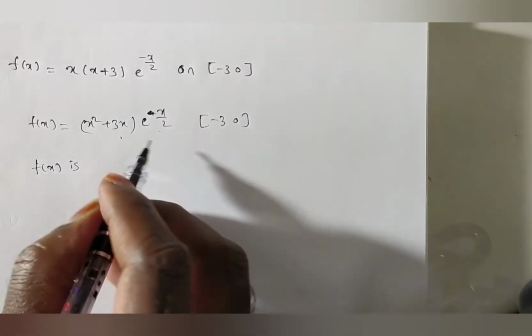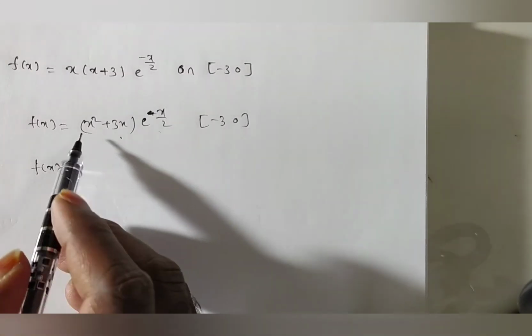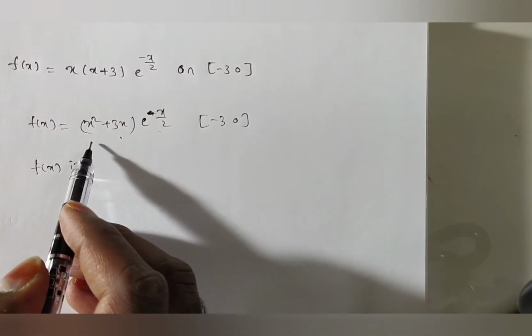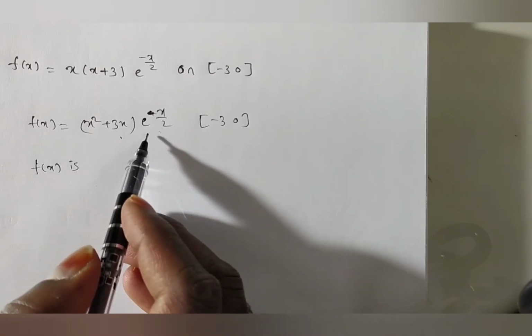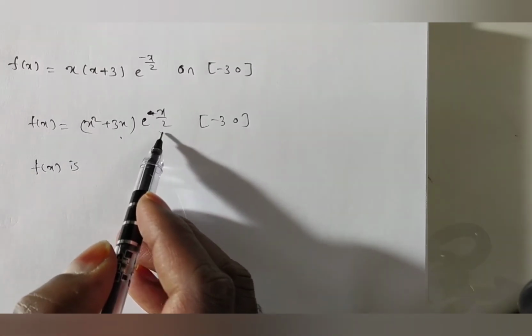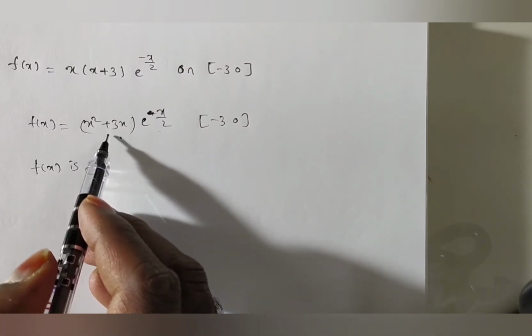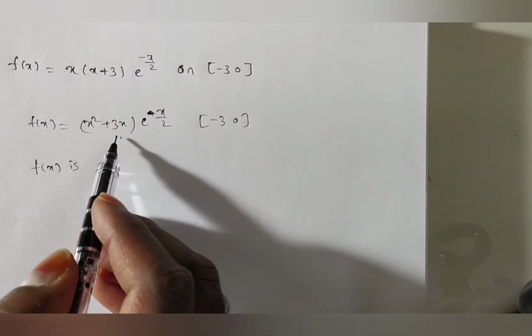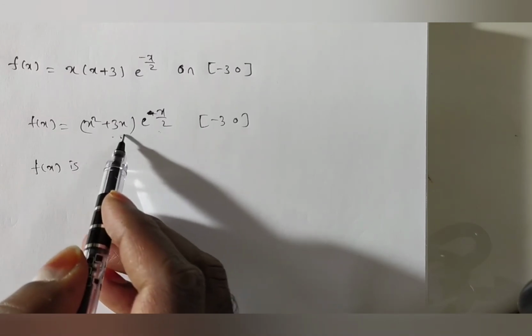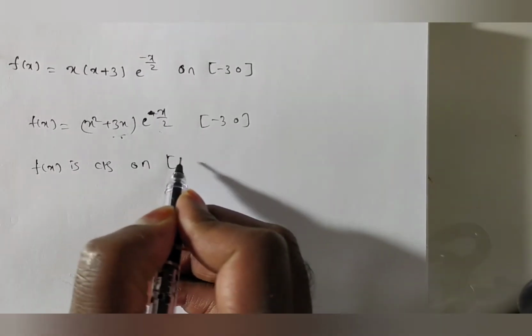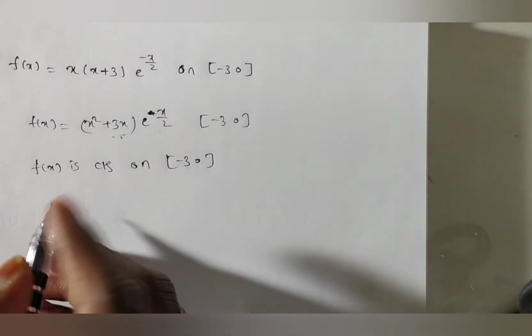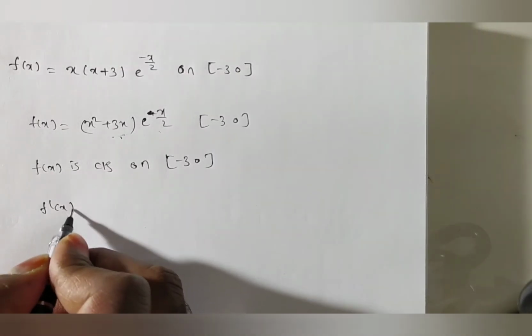In this case you know that x square plus 3x is an algebraic polynomial of degree 2, nothing but a quadratic polynomial, and the other is an exponential function. The exponential function is continuous and the algebraic polynomial is also continuous. So the product of two functions is also continuous. So f is continuous on the closed interval minus 3 comma 0. Next check whether f dash of x exists or not.